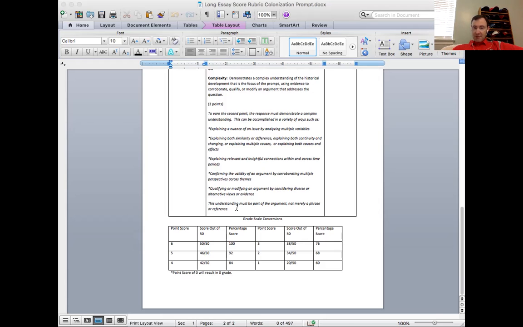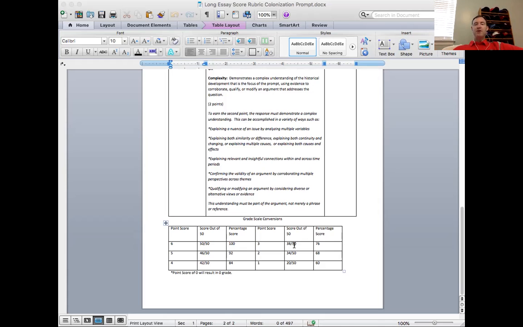Okay. This is key. Understanding must be part of the argument, not merely a phrase or a reference. So if you were to say something along the lines of, British colonization closely resembled Spanish colonization prior to the 1600s in some ways, is that a good generalization? Yes. Does it prove complexity? The answer is no. You've not brought evidence into that to show how, whether it's social structure similarities or differences, et cetera.